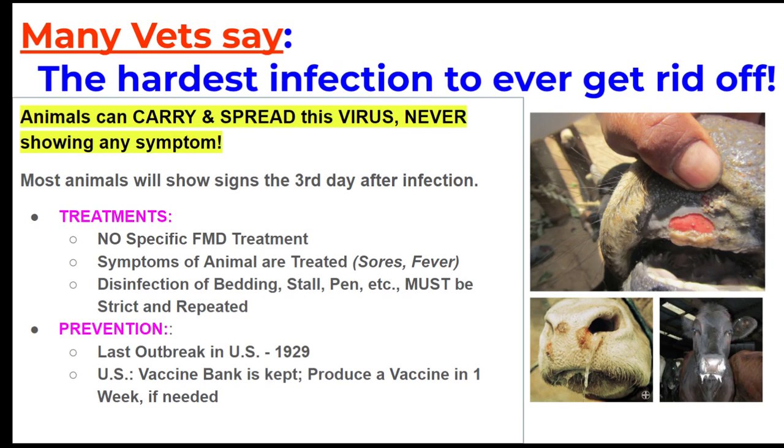We do keep a vaccine bank for multiple strains of FMD so that if an outbreak did occur in the United States, we could produce many vaccines for cattle within 1 week if needed.